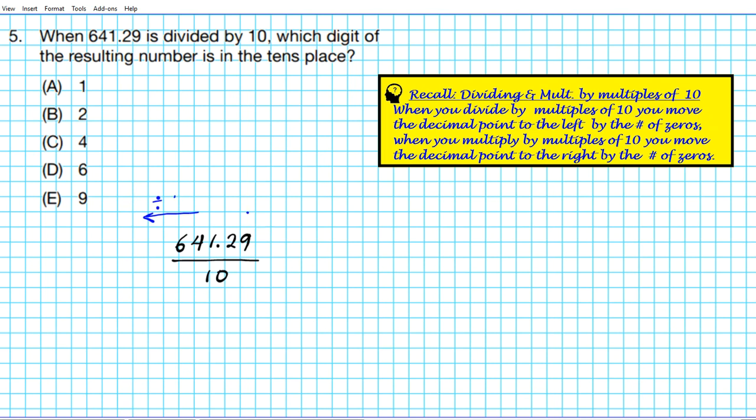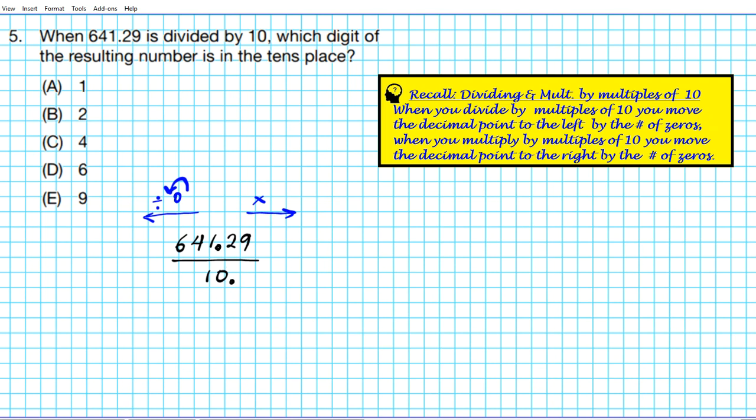And then when you multiply, you're going to be going to the right. We have only one zero here, so we're going to be going one place to the left, just because there's one zero. Now, why is that the case? Well, let's take a look at this. We have 641.29 and 10. The decimal point for the 10 is right here.